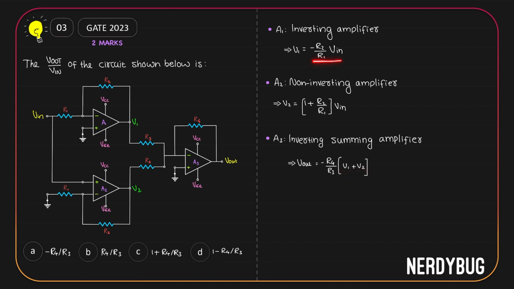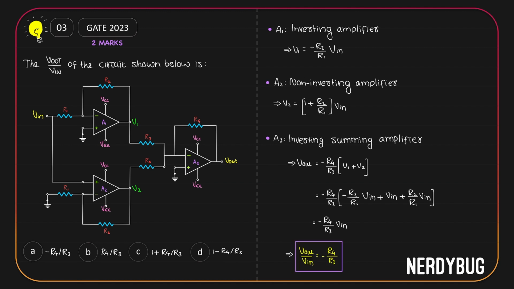We have an expression for V1, we have an expression for V2. Let us use it here. Here we have 1 plus R2 by R1 multiplied by Vin. If we open the bracket, we get Vin plus R2 by R1 Vin. Then minus R2 by R1 Vin and plus R2 by R1 Vin will get cancelled. That gives us minus R4 by R3 Vin. What we need is the gain Vout by Vin. From here we can write Vout by Vin is minus R4 by R3. Option A is the correct answer.